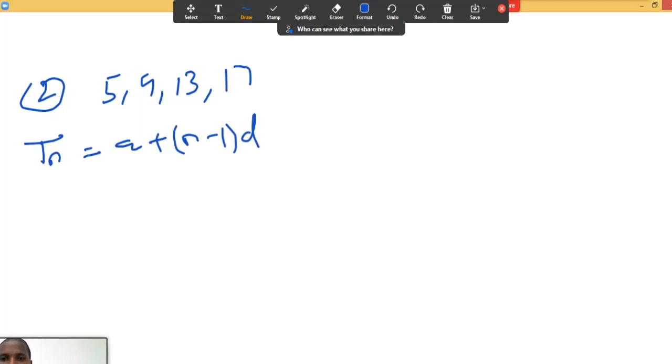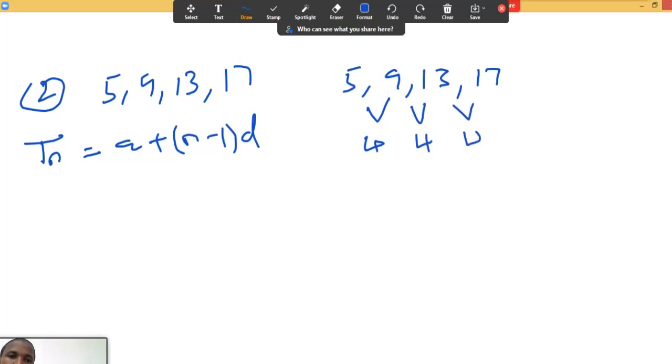Let's find what d is. Our sequence is 5, 9, 13, 17. The difference here is 4, because 9 minus 5 is 4, 13 minus 9 is 4, and 17 minus 13 is 4. So we call this our d. D is 4.